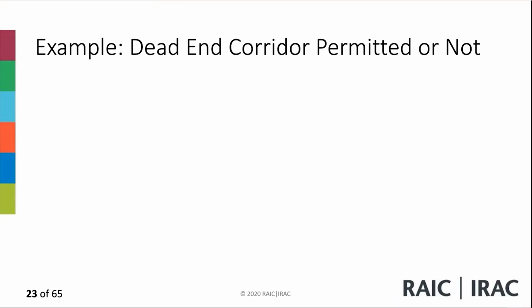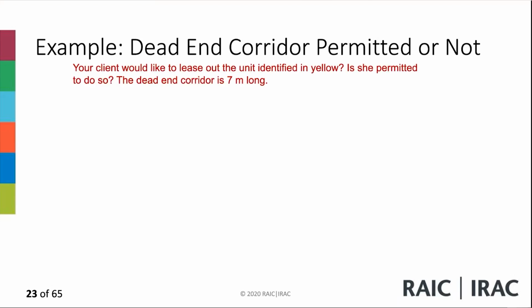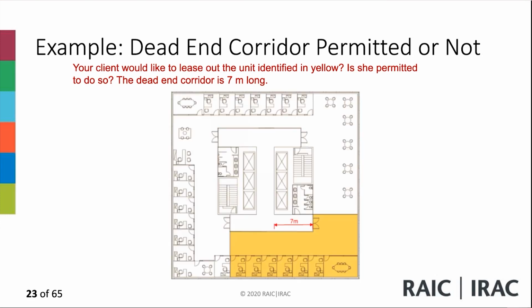A dead-end corridor: permitted or not? Your client would like to lease out the unit. This is a challenge. Your client would like to lease out the unit identified in yellow. Is she permitted to do so? The dead-end corridor is 7 meters. No. No, because it's not within the suite. It's not permitted because it's not within the suite, right?